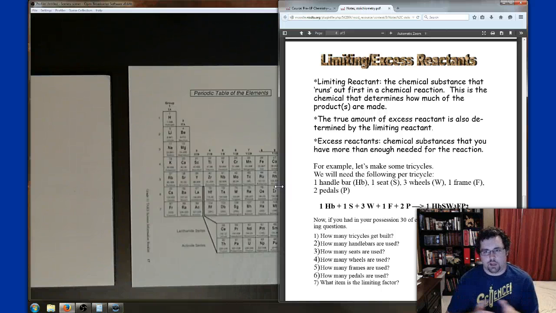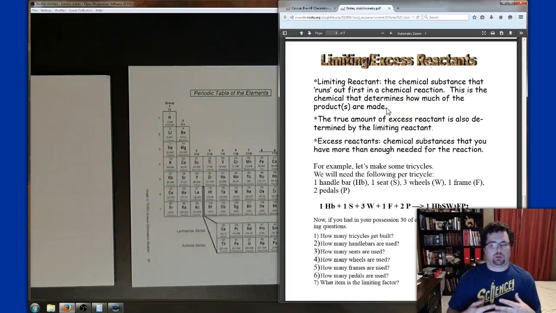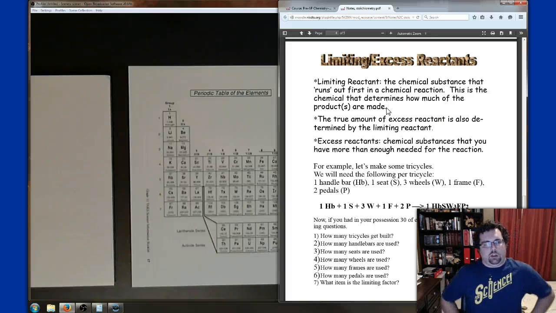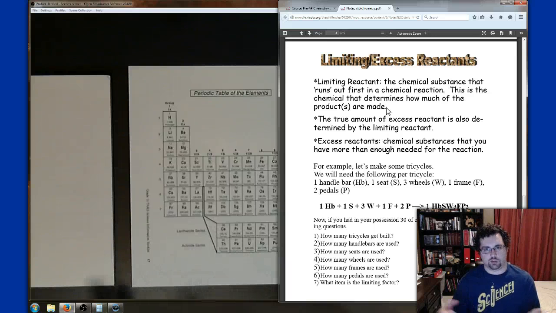Alright, so limiting and excess reactant. Those words kind of tell you exactly what that means. A limiting reactant, if you look on the screen here, is the chemical substance that runs out first in a chemical reaction. This is the chemical that determines how much of the products are made. A limiting reactant is the one you're going to run out of first because it doesn't have as much as the other one.